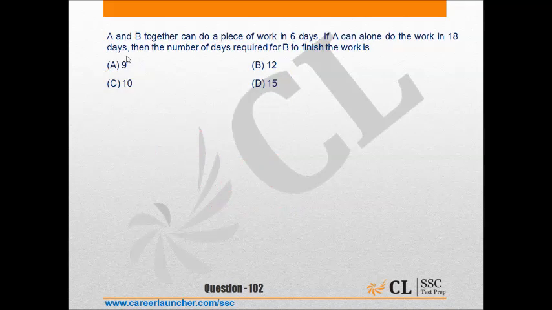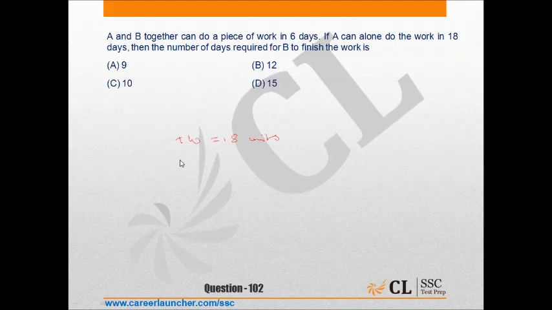Next, A and B together can do a piece of work in 6 days. If A alone can do the work in 18 days, then the number of days required for B to finish the work is. The simplest way to do such questions is to assume the total amount of work as the LCM of the number of given days. In this case, the given days are 6 and 18, so I would assume the total work to be 18 units.